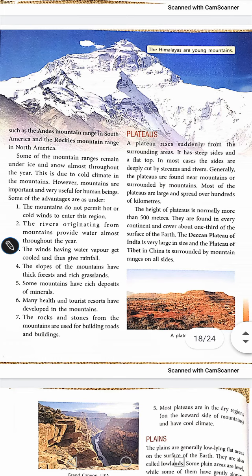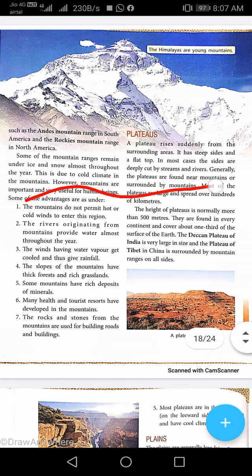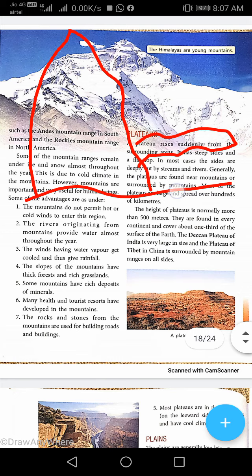Now plateaus. What are the plateaus? We have learnt about mountains. Mountains are very high, but the plateaus are just lower than the mountain and above the flat surface. Like this is the flat surface, mountains go up to this part, and the part above here rises from the ground level. So these are the plateaus.